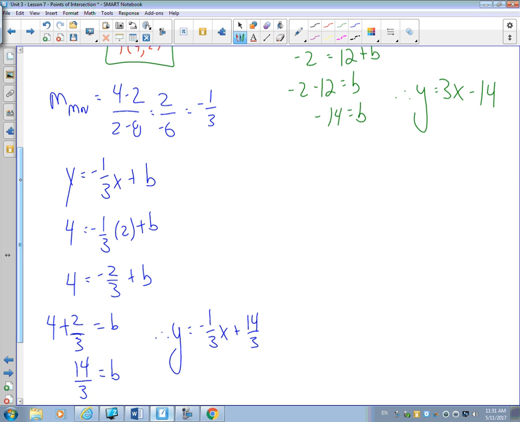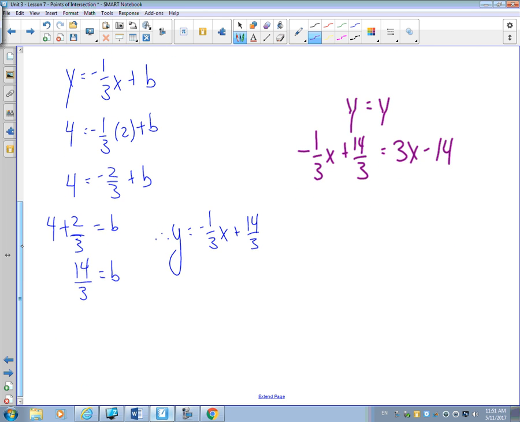So what do we got? We got y equals y, or if you will, -1/3 x + 14/3 has to equal 3x - 14 at some point. Let's figure out where that point is. -1/3 x - 3x, and -14 - 14/3. Use your fraction button, or just put them together. And on this side, we will get 56 over 3.